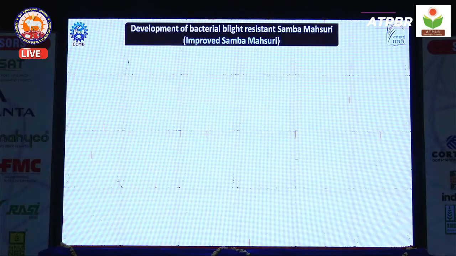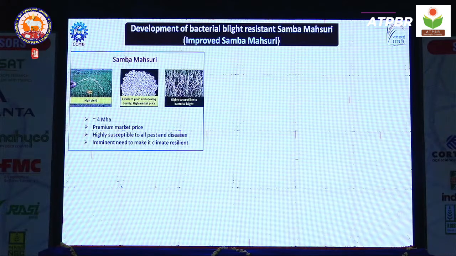Now, let me narrate a few important things about how we developed an improved version of Samba Masuri, which has got durable bacterial blight resistance. And even as of today, the area under this variety is more than 9 lakh hectares. And there are farmers who have been growing this for at least the last 12 or 13 generations.